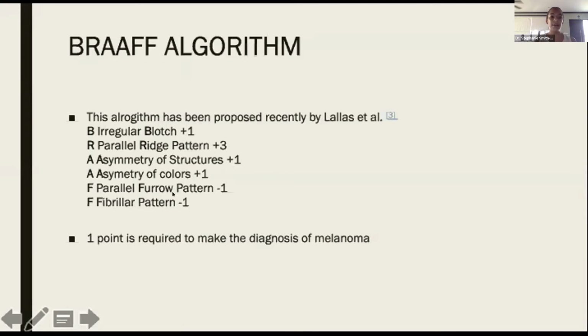If you see a parallel furrow pattern or a fibrillar pattern, these are more reassuring. And so that would be a -1, and you can lean more towards a melanocytic nevus. But as you can see, the threshold for biopsying or sampling these lesions is very low. If you notice any of these top 4 patterns on dermoscopy, then you're more likely to biopsy or sample these lesions.